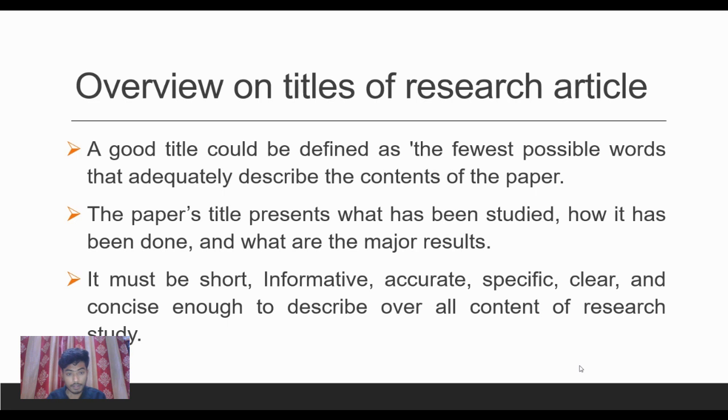Talking about the title of a research article, first we have to know what a good title is. A good title could be defined as the fewest possible words that adequately describe the content of the research paper. The research title presents what has been studied, how it has been done, and what the major results are. Therefore, an effective title must be short, informative, accurate, specific, clear, and concise enough to describe the overall content of the research study.